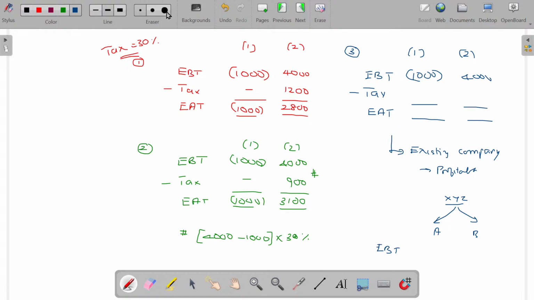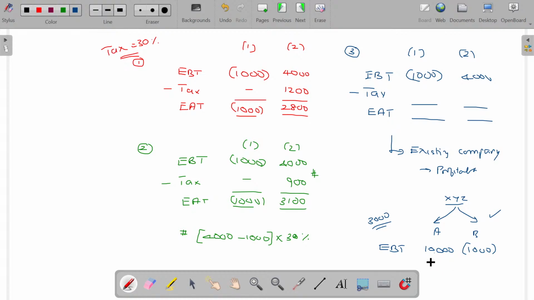Okay, earnings before tax. Earnings before tax in the existing unit A makes a huge profit, 10,000. We came to know in the current project we lost. If he has not taken this project newly, for this 10,000 he has to pay the tax, 3,000.